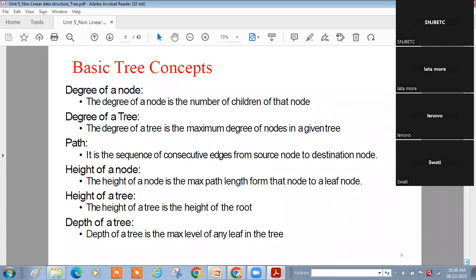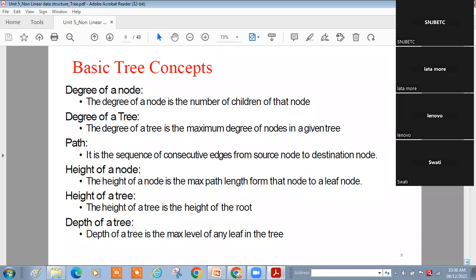See students, I am saying that the height of a node is the maximum path length, as in the previous diagram I told you, from A to B. This is the path length 1. Accordingly, we have to find out the complete length, and by finding the length, we have to find out the maximum path length. That is nothing but the height of a node.